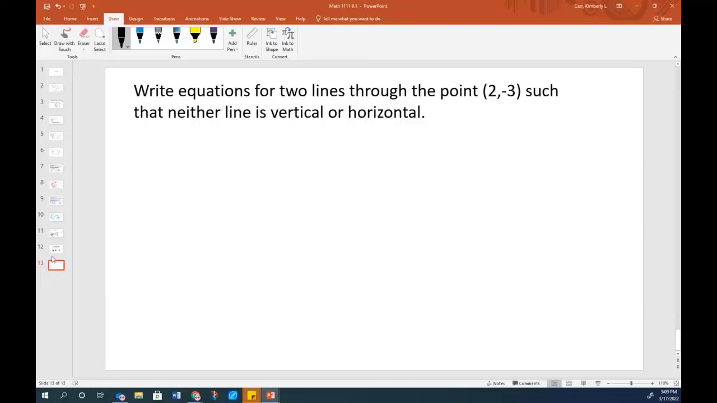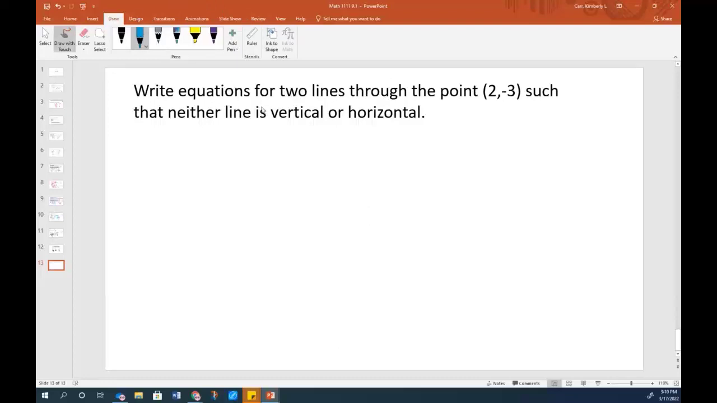Now here is a homework problem that is different than both of those. It asks you to write two equations for two lines through the point, such that neither line is vertical or horizontal. Now I added this, I didn't have this in my lesson earlier, and then I had several students asking me questions about how to do a homework problem like this. So this is directly for homework help.